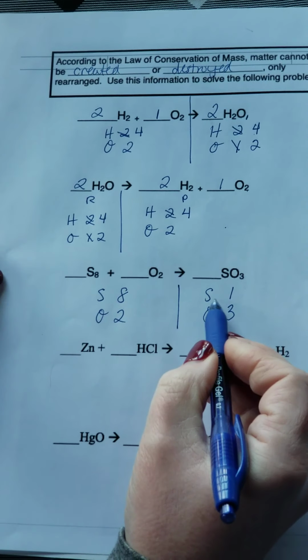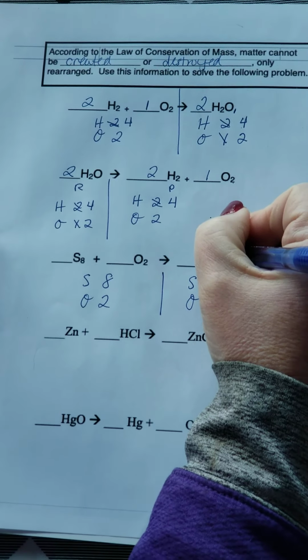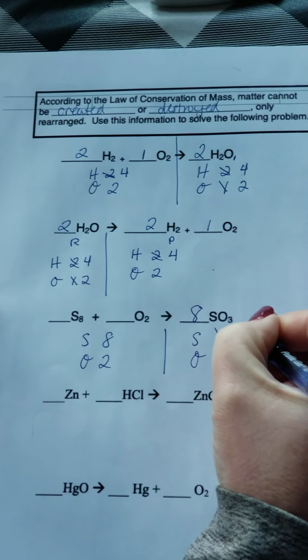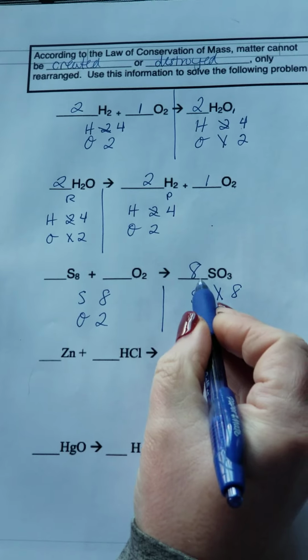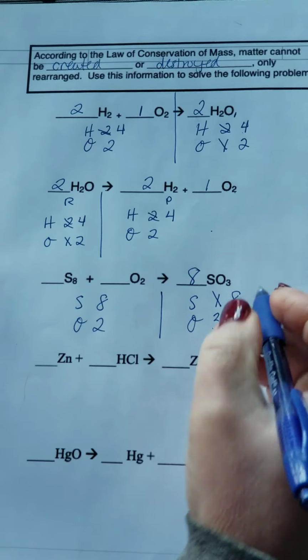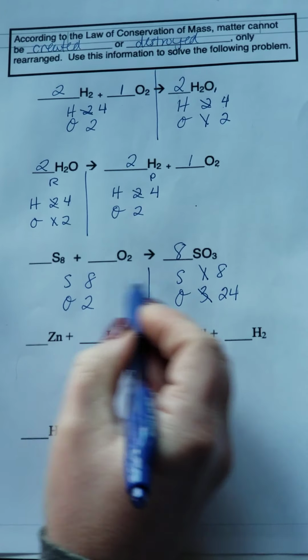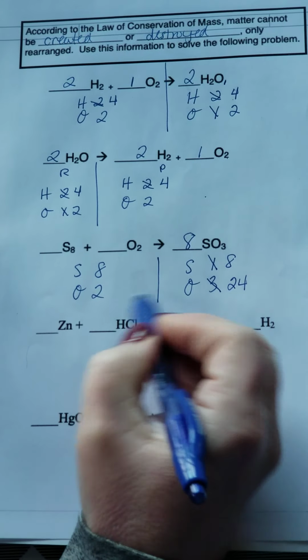So I'm going to go ahead and again use coefficients. I need 8 sulfurs, so I'm going to put an 8 in front, which makes 8 sulfurs. But it also changes the oxygens. 8 times 3 is 24. So now the sulfurs match, but the oxygen does not.